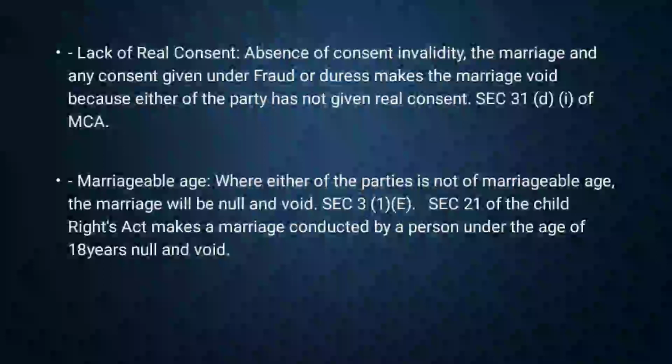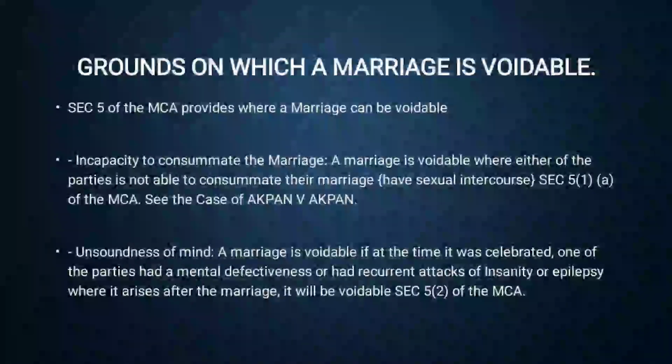Marriageable age. Where either of the parties is not of marriageable age, the marriage will be null and void. Section 3 subsection 1(e). Section 21 of the Child Rights Act makes a marriage conducted by a person under the age of 18 years null and void. Grounds on which a marriage is voidable.